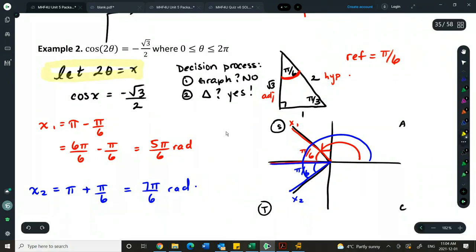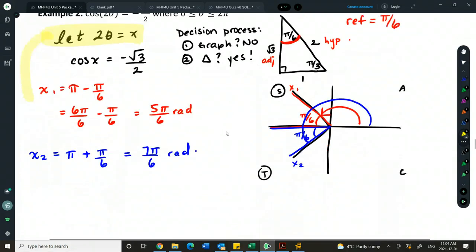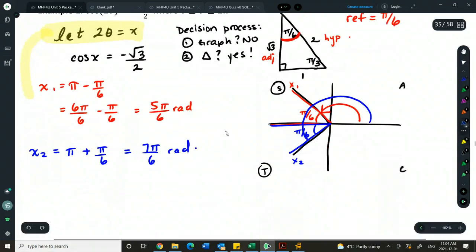The let statement is the important part of this, right? Because we now need to use our x's and sub them back into the let statement. So sub back into your let statement. Don't we have to find the other? We'll do that after we find the first two thetas.